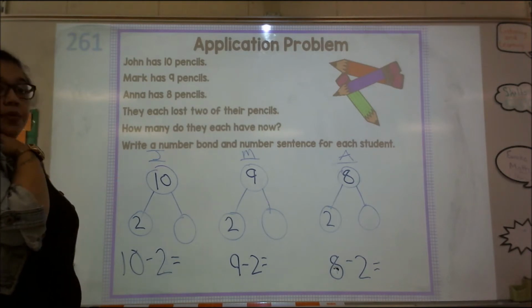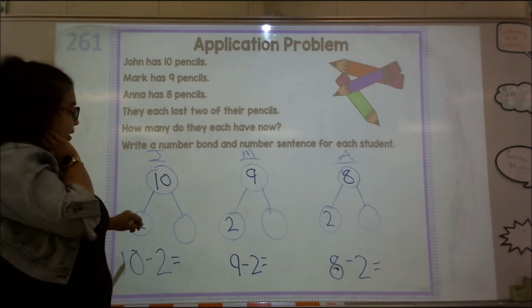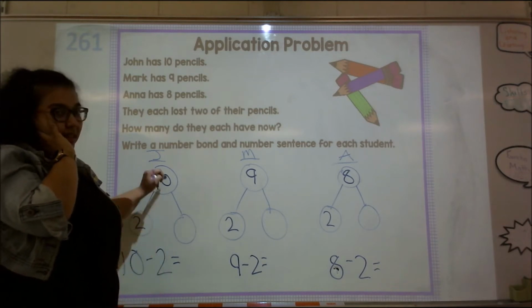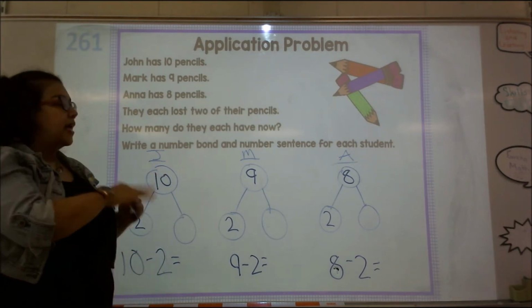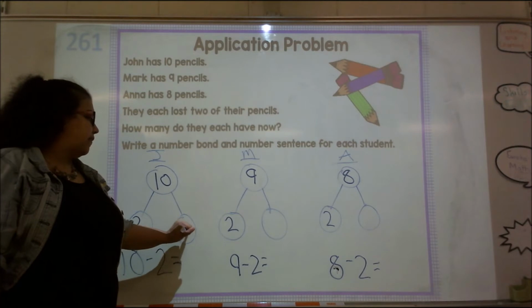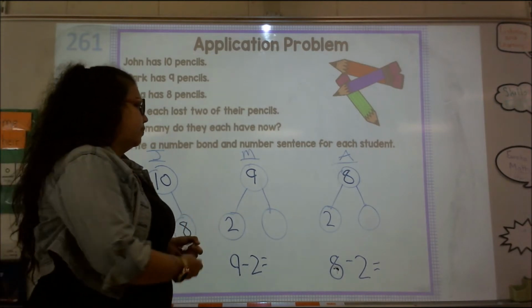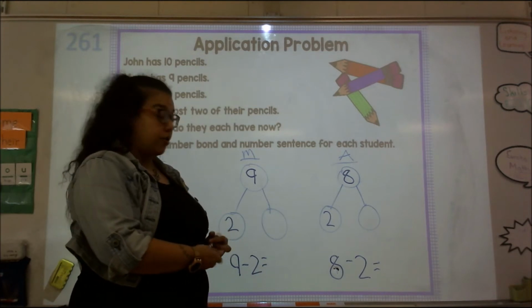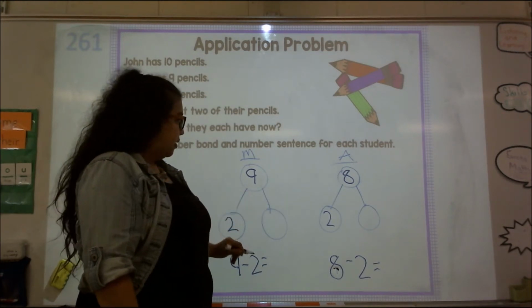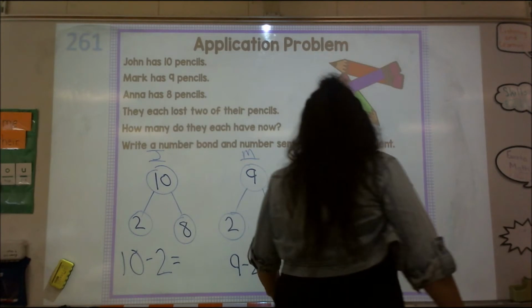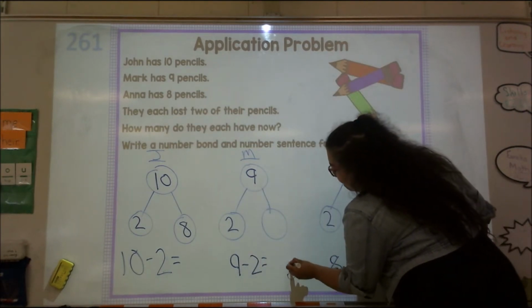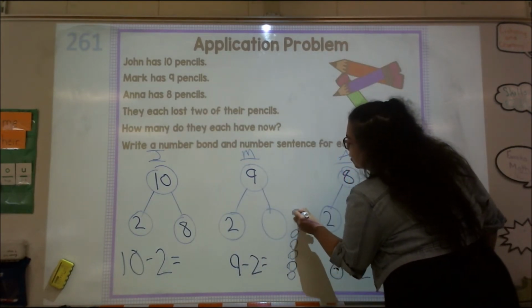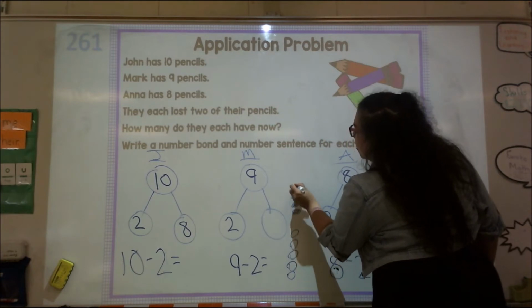Well, for this one, we do know our partners to 10, and if we have 2, our missing part to get to 10 is 8. Excellent. Let's do that for here. For this one, let's draw a picture. We're going to draw to show the how many? 9 that Mark had to begin with. Okay. 3, 4, 5, 6, 7, 8, 9.